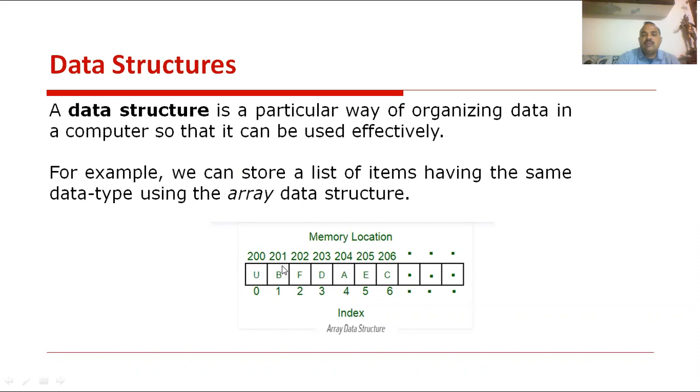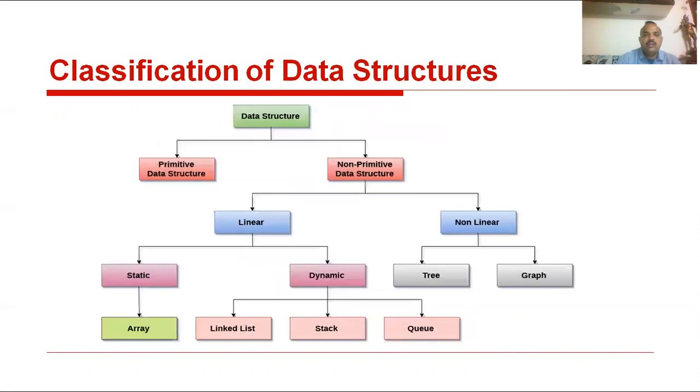An array is a collection of same related data items with a common name. Clear all of you? These are the memory blocks, and we can store each and every character one after another in a sequential fashion. This is the array data structure. Clear? Then the next one is the classification of data structures.